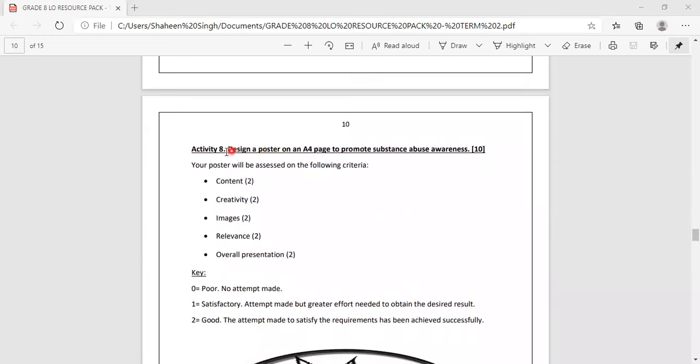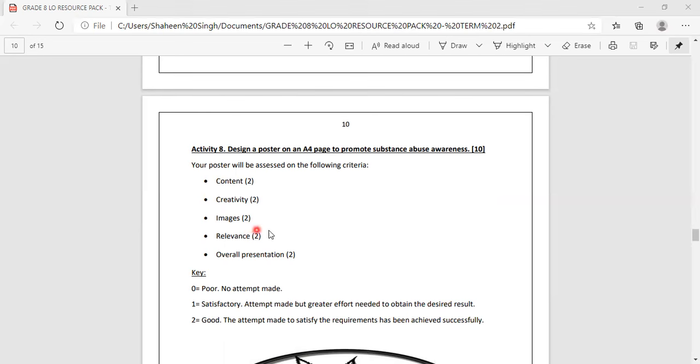Now, moving on to page 10 of your resource pack, boys and girls. For the week ahead, I would like you to complete activity 8, which involves designing a poster on an A4 page to promote substance abuse awareness. Your poster will be assessed on the following criteria, such as the content that it refers to, content related to substance abuse, and creativity. Yes, you are encouraged to make your poster as creative as possible. You may use as much color as you like and design it in a way that you see fit. Images or pictures related to substance abuse can be found in magazines as well as from the internet, or even hand-drawn pictures will suffice.